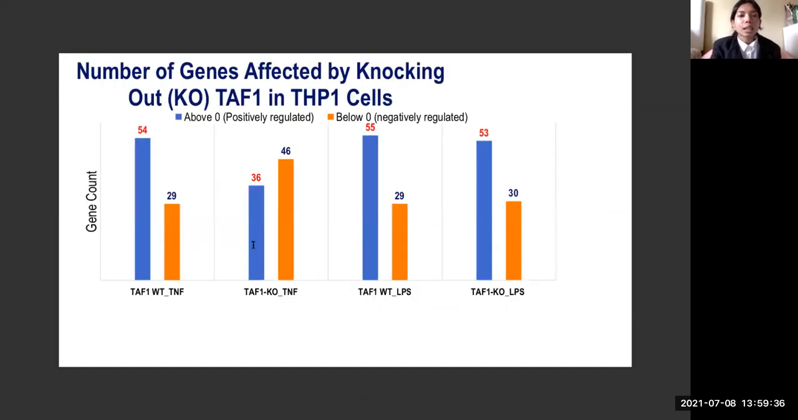Number of genes affected by knocking out TAF1 in THP1 cells. TAF1 wild type with TNF: 54 positively and 29 negatively regulated. TAF1 knockout with TNF: 36 positive, 46 negative. TAF1 wild type with LPS: 55 positive, 29 negative. TAF1 knockout with LPS: 53 positive and 30 negative.